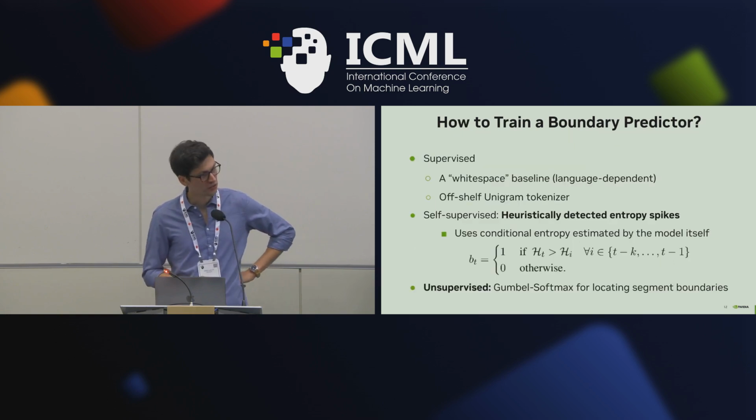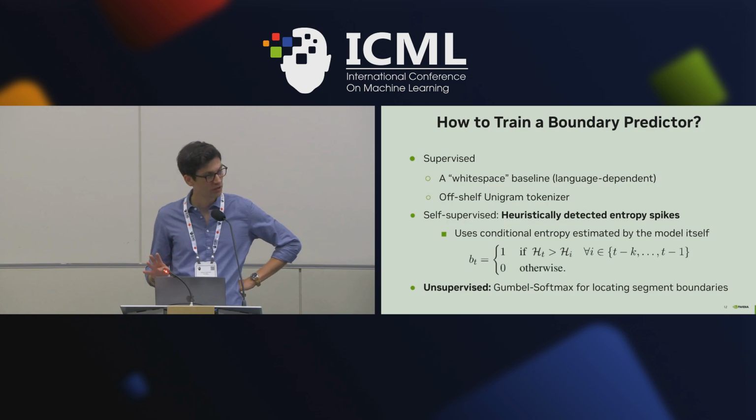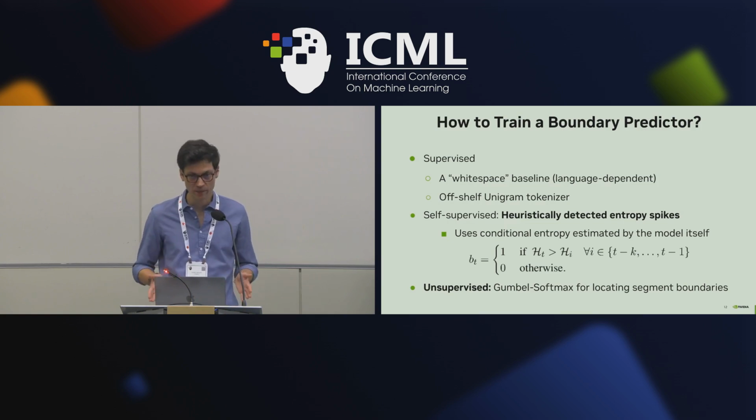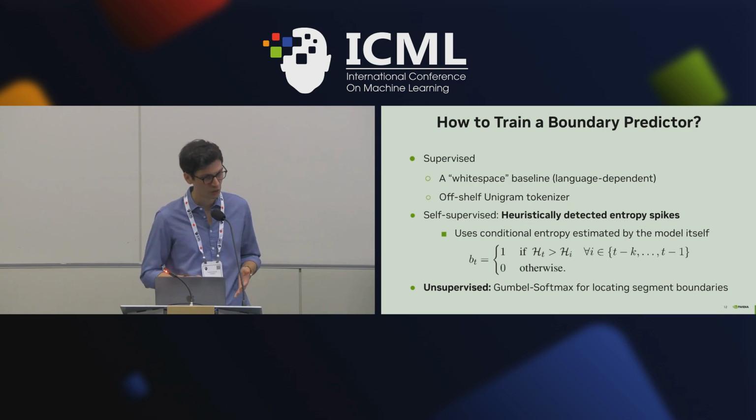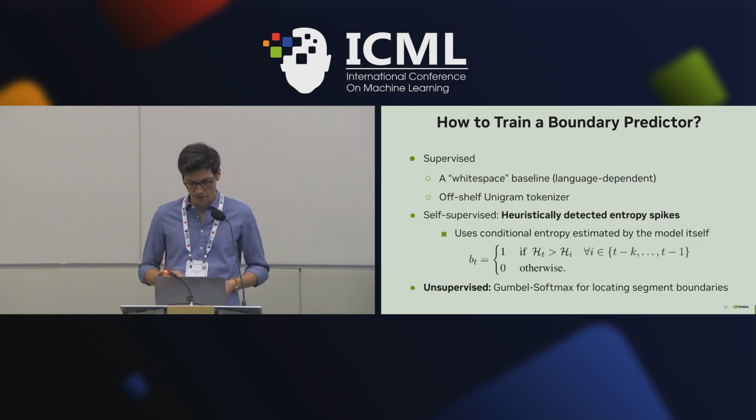So based on this observation, we had 4 attempts to build a good boundary predictor. The first 2 I would call baselines. A white space one: when you are in the English language, you can just take white space and treat it as a training signal and then train your boundary predictor in a supervised way. Also, you can run a tokenizer. We used SentencePiece, and you can try to train your model on that as a training signal, so SentencePiece boundaries. Another 2 were more interesting.